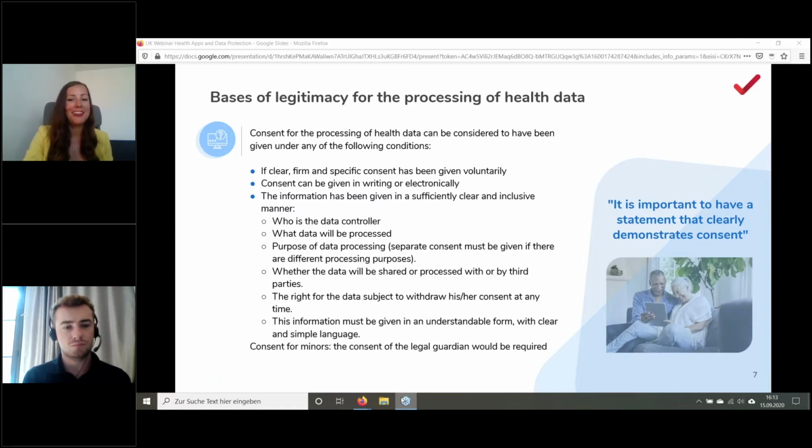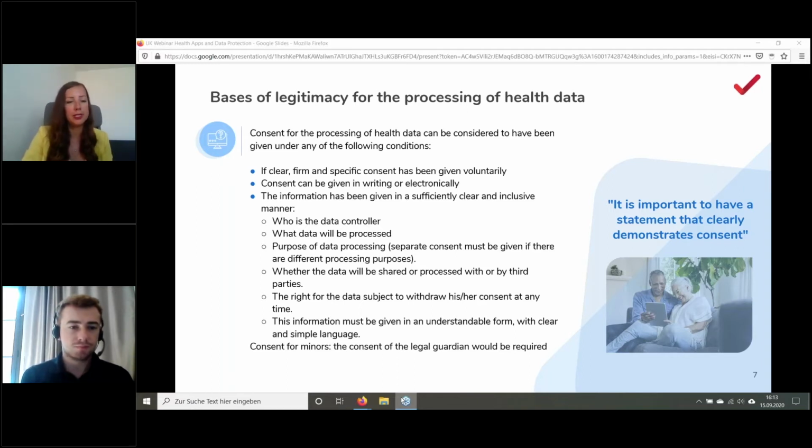And all this information must also be given in an understandable form with clear language. So sometimes when Charlie and I have to write consent forms for our clients, we have them double-checked by someone else from the team without a legal background, because what seems obvious to us, like, oh, this is clearly stated, may not be that obvious for a person who hasn't studied law. So this needs to be very clear, plain language, easy to understand for everybody.